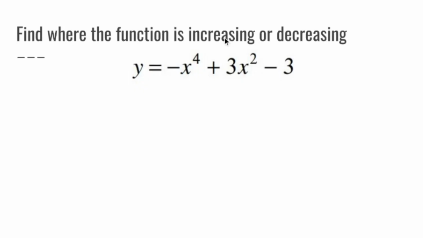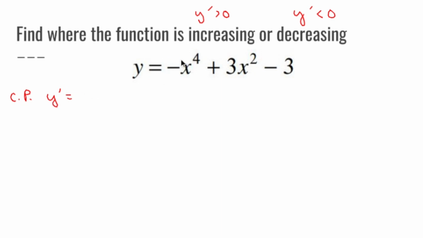Find where the function is increasing or decreasing. All right, so this is what I'm going to do. I'm going to find where the derivative is positive, because when the derivative is positive, that's increasing. When the derivative is negative, that's decreasing. What I need to do first is find my critical points. Why? Because the critical points tell me where my derivative is 0. Once I get zeros, I can break it up into intervals and figure out which ones are positive, which ones are negative, and take it from there.